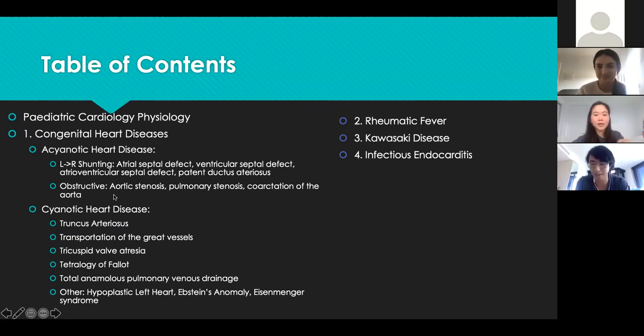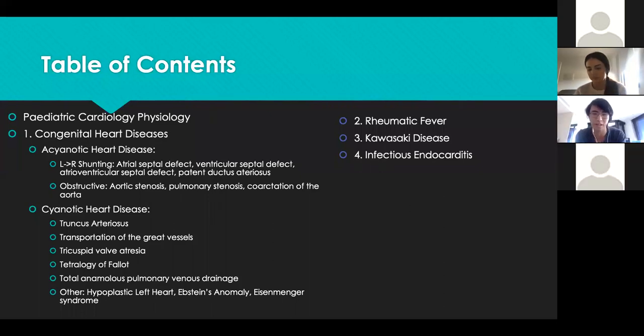Your acyanotic heart disease can then be split into 2 categories. So you've got your left to right shunts, which are really when you've got some kind of hole in your septums in your heart, or traveling through a patent conduit that is connecting 2 tubes that shouldn't be connected. Or you've got your obstructive. So these are your stenoses, similar to your adults, your aortic stenosis and your pulmonary stenosis.